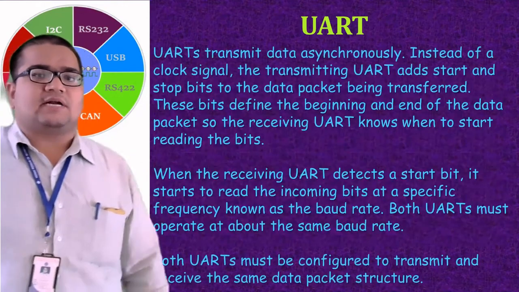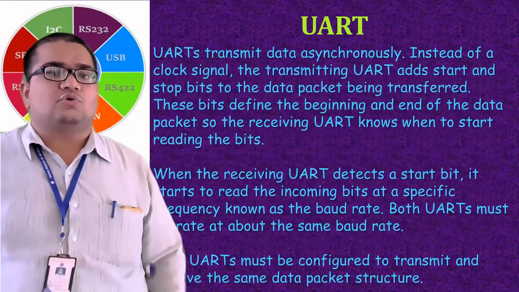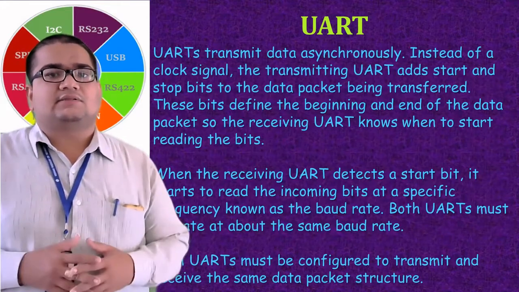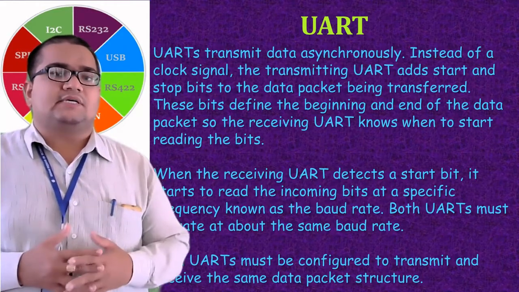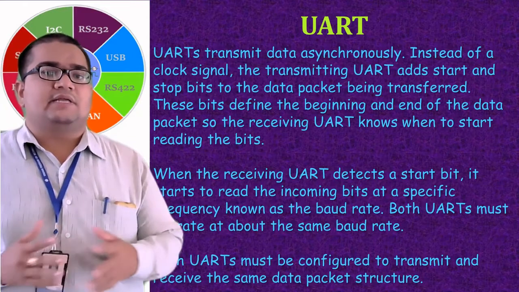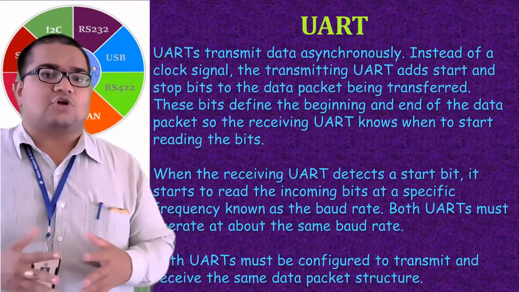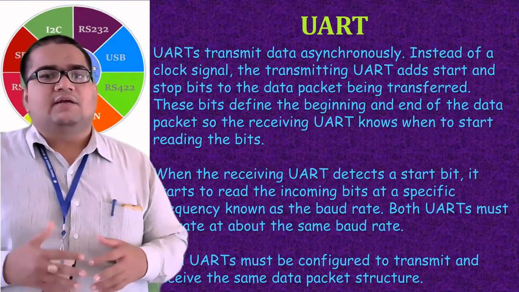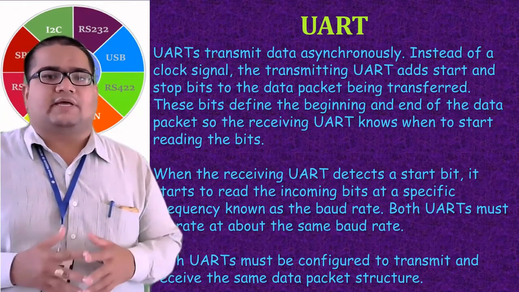So UART transmits the data asynchronously. That's another important point to notice, because the earlier two communications we have seen are serial synchronous types of communication, whereas UART is a serial asynchronous type of communication. Here, instead of a clock signal, the transmitting UART adds start and stop conditions, similar to what we have seen in the I2C. But here the whole thing is asynchronous, unlike the I2C where the clock was there.